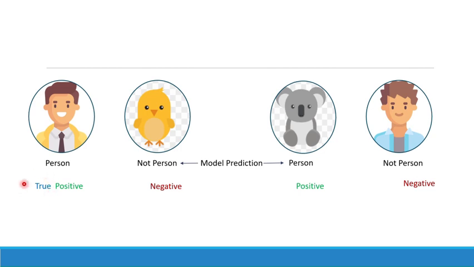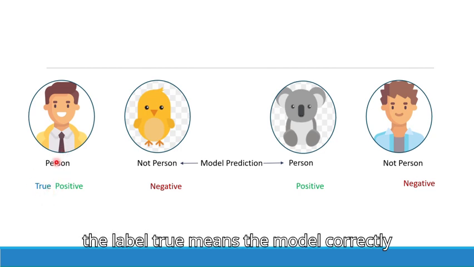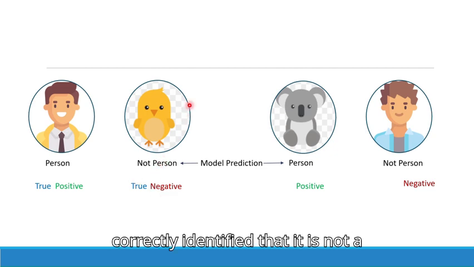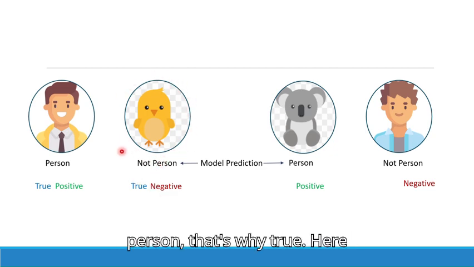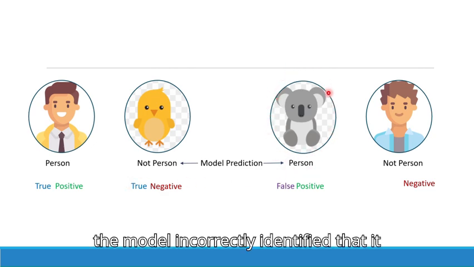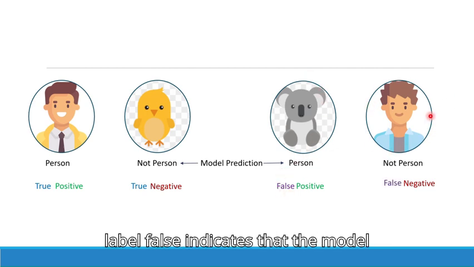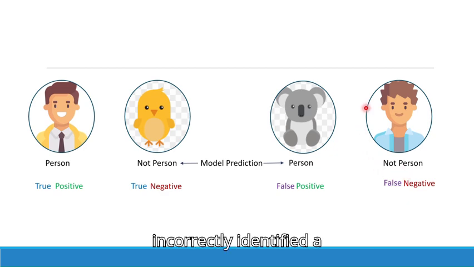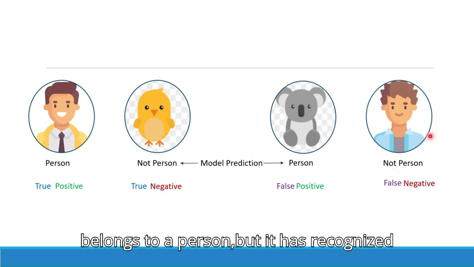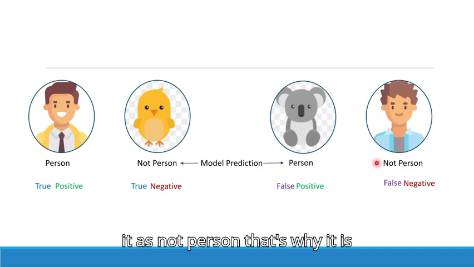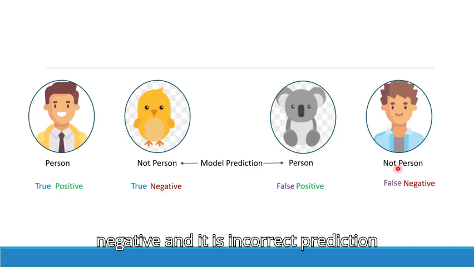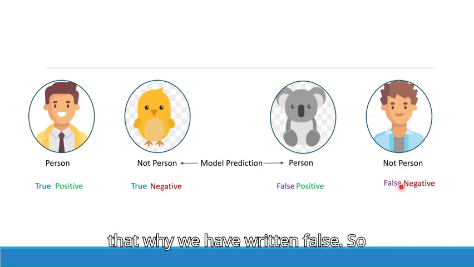So true, the label true means the model correctly identified. Here also the model correctly identified that it is not a person, that's why true. Here the model incorrectly identified that it belongs to a person, that's why it is false. And here also the label false indicates that the model incorrectly identified a positive instance as negative. Positive instance means although it belongs to a person, it has recognized it as not person. That's why it is negative, and it is an incorrect prediction. That's why we have written false.